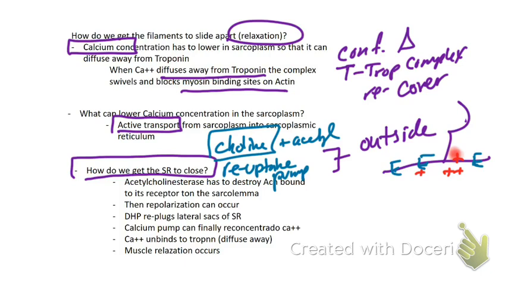Now, the moment that we destroy the acetylcholine, that's the moment that our cell membrane is going to change its polarity, and those sodium channels and potassium channels will be opening, and the cell is going to be repolarizing. As the cell repolarizes on the inside, that's going to lengthen the shape of my DHP protein, and that's going to cause it to close the holes in the lateral sac. And we finally get muscle relaxation once the calcium gets reuptaked.